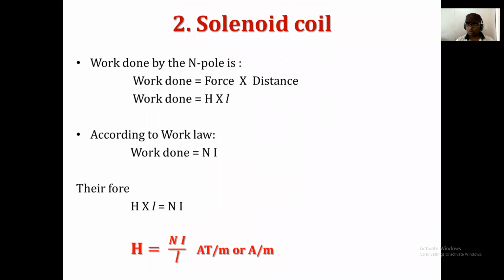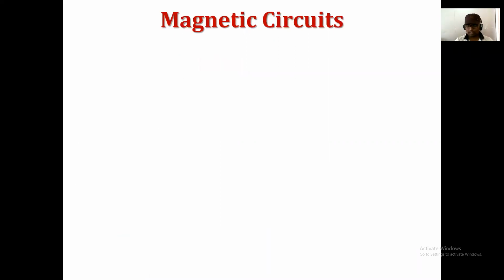But what does Ampere's work law give? The work law gives that this work done is nothing but N into I, where N is the number of turns. Therefore, we have another formula in terms of the solenoid, that is H is equal to N I upon L. Is it right? So this is the second application of the work law.